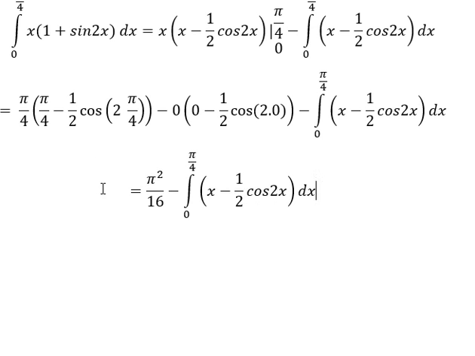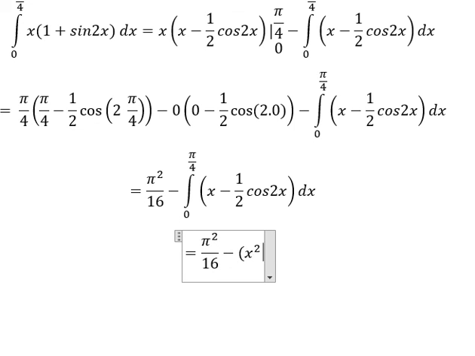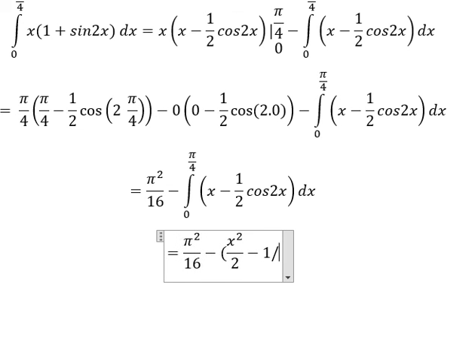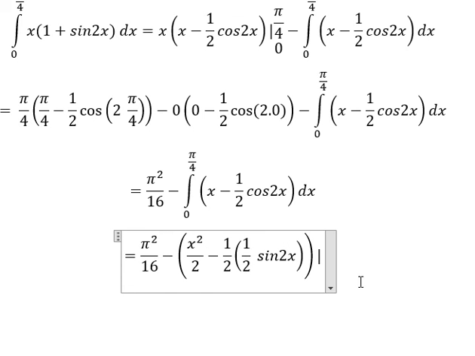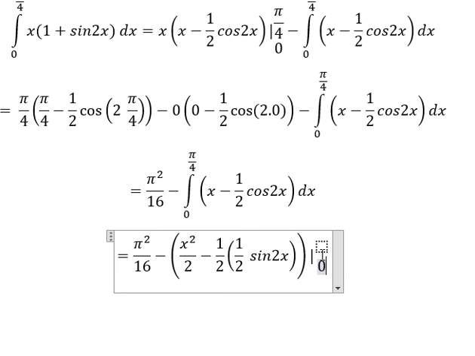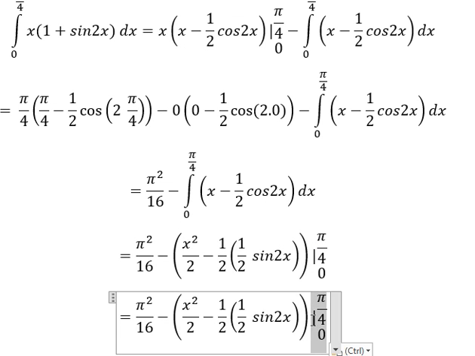Now, the next one, the integration of s, we have s squared over 2. The integration of cosine 2x, we have 1 over 2 sine 2x, and we put the bounds from 0 to pi over 4. And now we have the final answer in here.